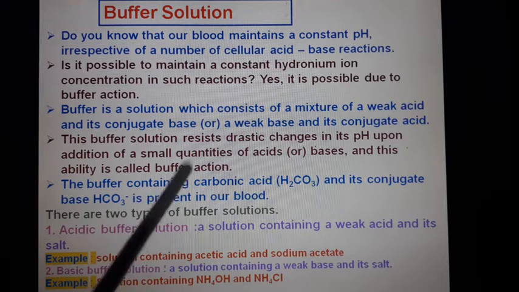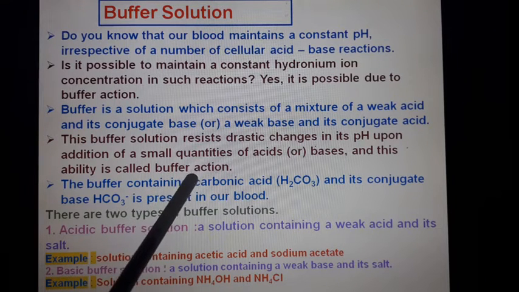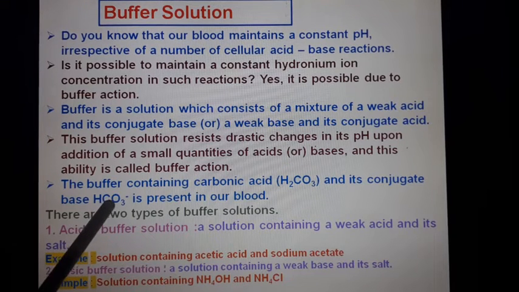In blood, carbonic acid is there, and then also the conjugate base HCO3 is in there. There are two types of buffer solution: one is an acidic buffer solution, another is a basic buffer solution. Acidic buffer solution means a weak acid and its salt. Example: acetic acid and sodium acetate.